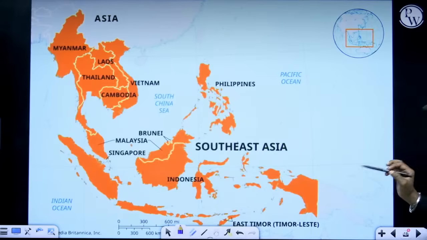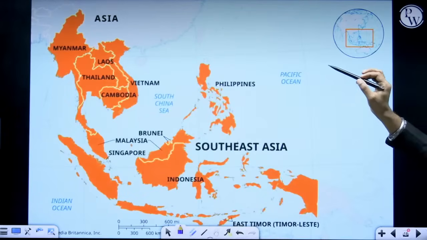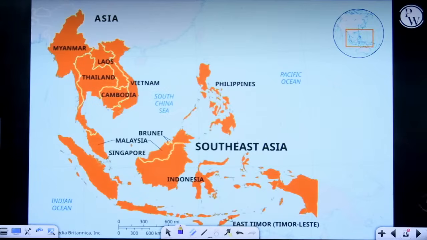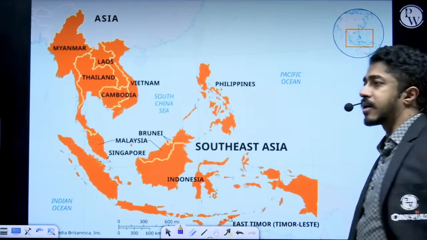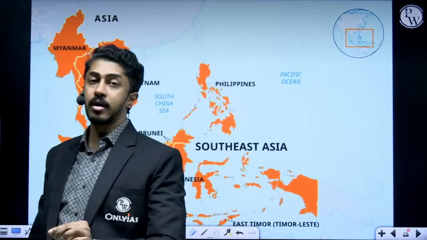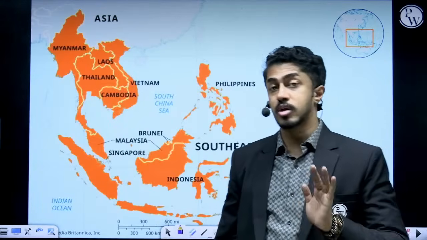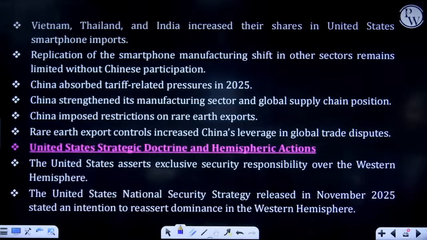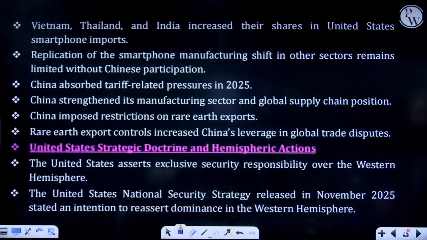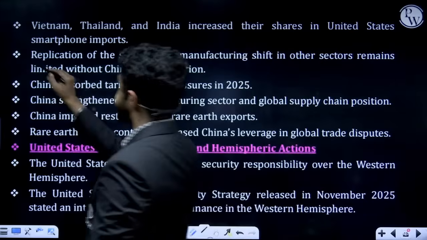So win-win situation for which all countries? Basically the ASEAN nations, the Southeast Asian nations, Myanmar, Thailand, Laos, Vietnam, Cambodia, Brunei, Malaysia, Singapore, Indonesia, Timor-Leste, Philippines. This entire region were getting the benefit of anti-China feelings. They were all happy. India was also happy. Taking it further forward, Vietnam, Thailand and India increased their shares in US smartphone imports. Replication of the smartphone manufacturing shift in other sectors remains limited without Chinese participation.